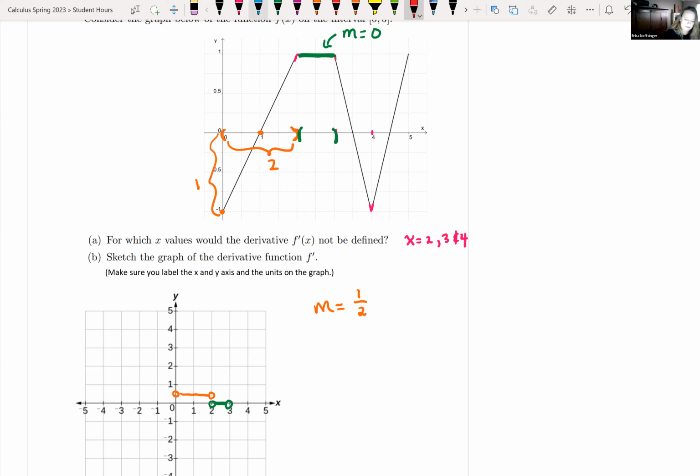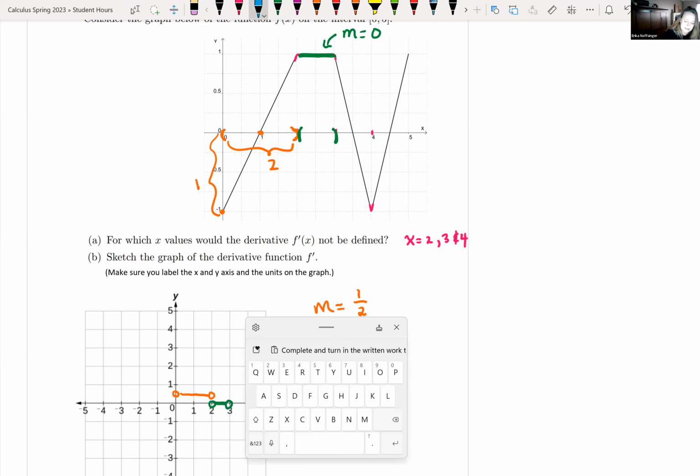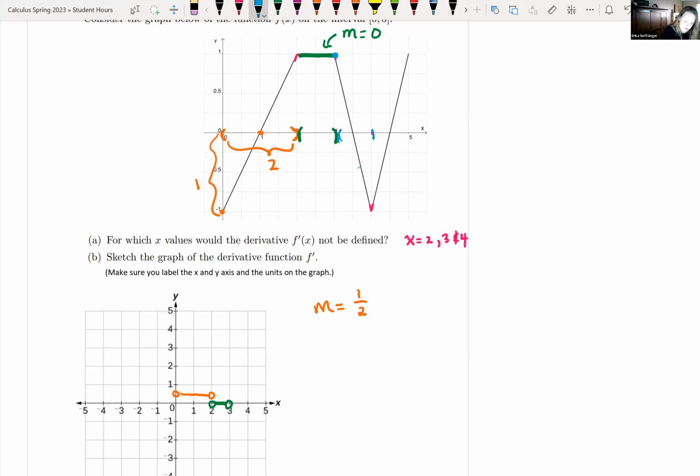Looking at this next piece in here from x equals 3 to 4, I'm decreasing. Let's look at some points that are on that and see rise over run. We're falling though. So here we have a point at, that's a 4, I believe. So that's a 3. So I have a point here at (3, 1).